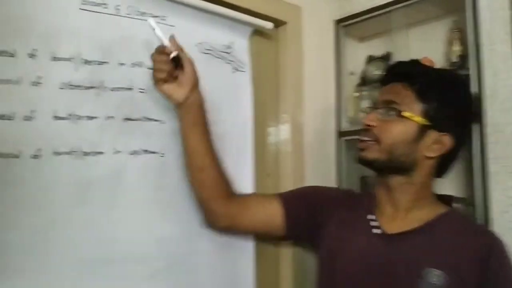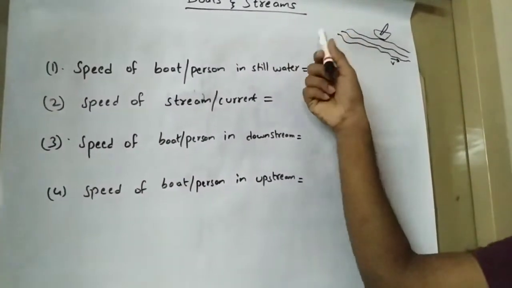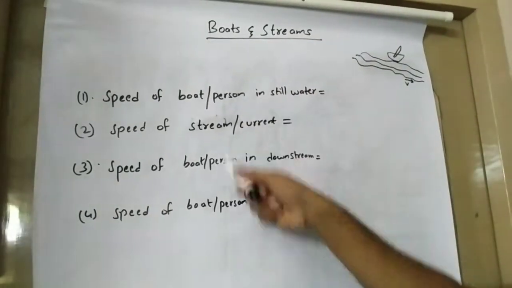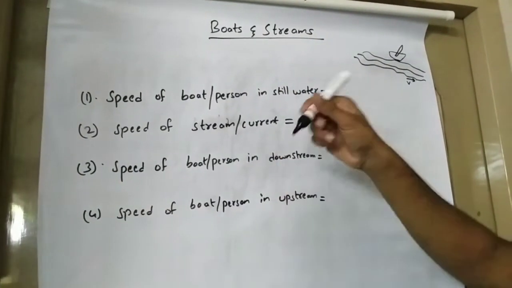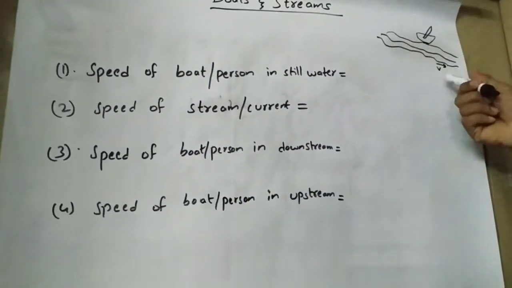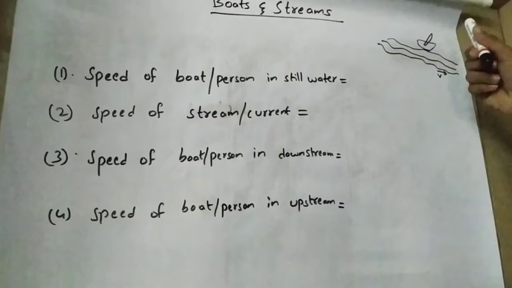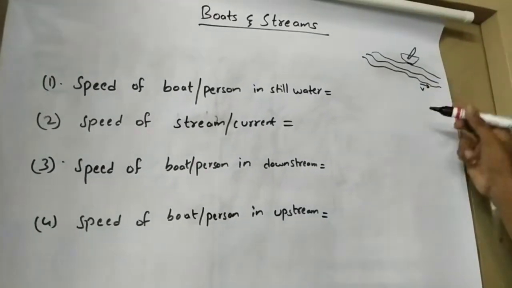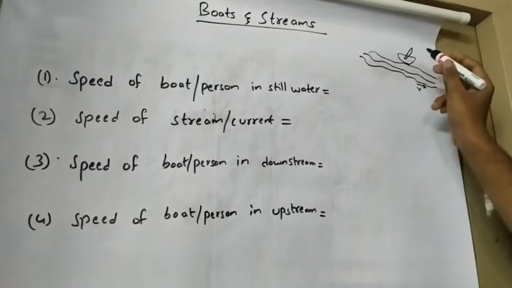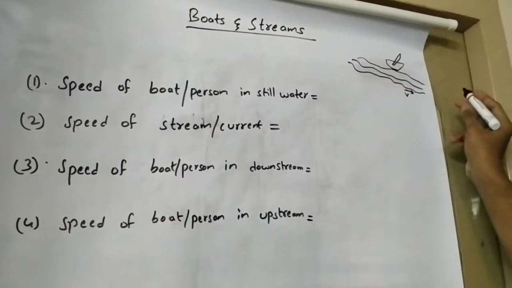So today our topic is boats and streams. To understand this topic, we should know these four subtopics. Consider a river flowing with V kilometer per hour and the boat going in U kilometer per hour. Downstream means the boat is going in the direction of the river flow.